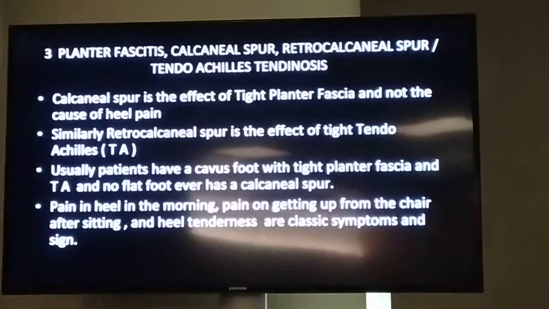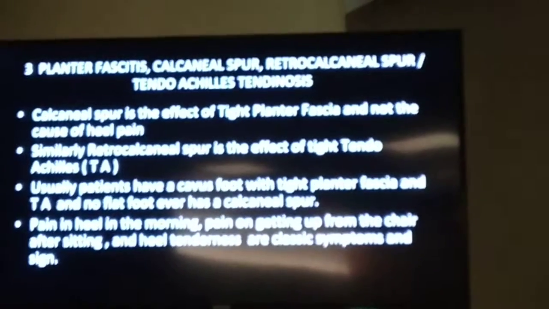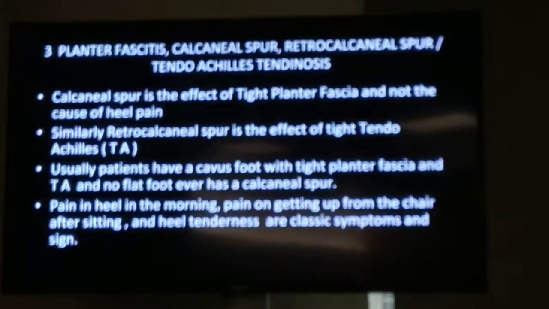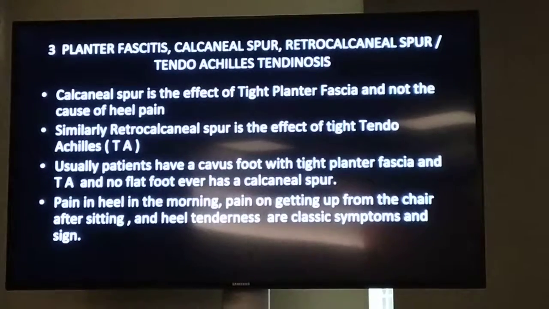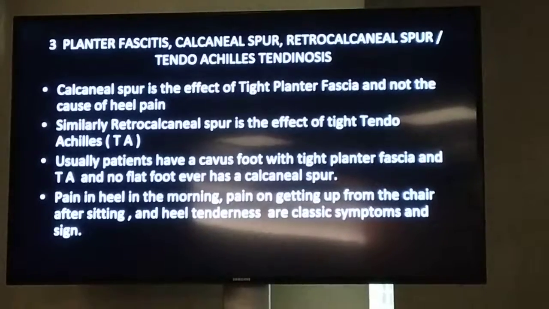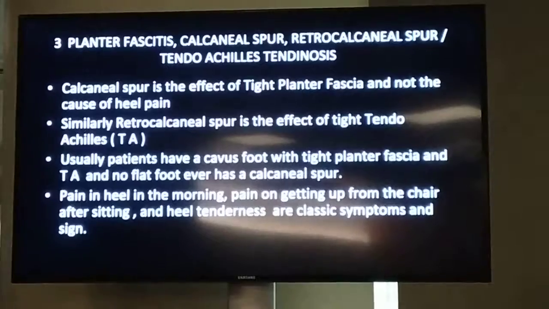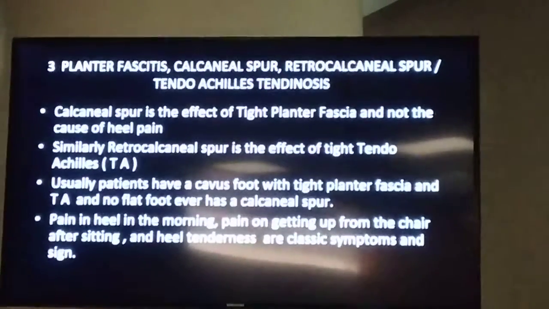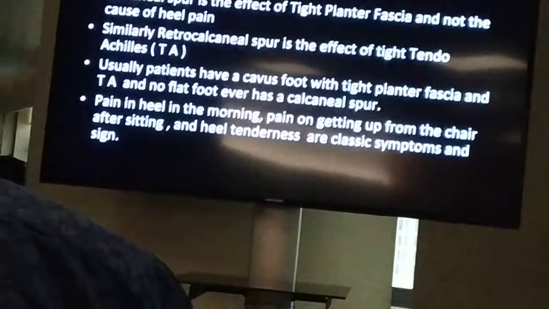Plantar fasciitis. A person who has got a flat foot will never have a calcaneal spur. A patient who has got a cavus foot is going to have a calcaneal spur because the spur is the effect of tight plantar fascia. So calcaneal spur is the effect of tight plantar fascia and not a cause of heel pain. Similarly, retrocalcaneal spur is also tightness of the tendo Achilles.